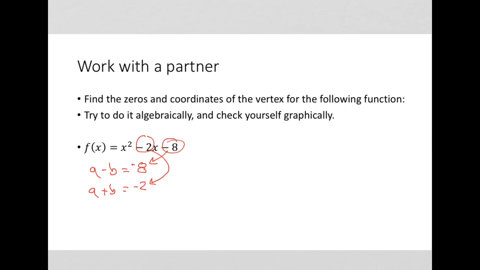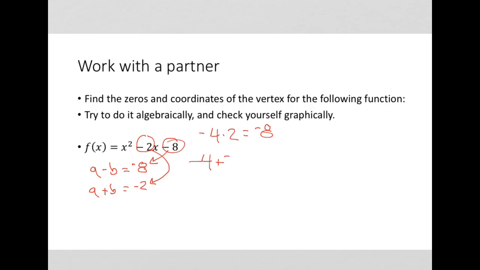Well, if you think briefly for a moment, 4 times 2 is 8, so it's a good idea to start listing factors of that constant term. 4 times 2 is 8. One of them needs to be negative, one of them needs to be positive, and negative 4 will do it for me because negative 4 times 2 is negative 8, and negative 4 plus 2 is negative 2. So I can factor f of x as (x minus 4)(x plus 2).